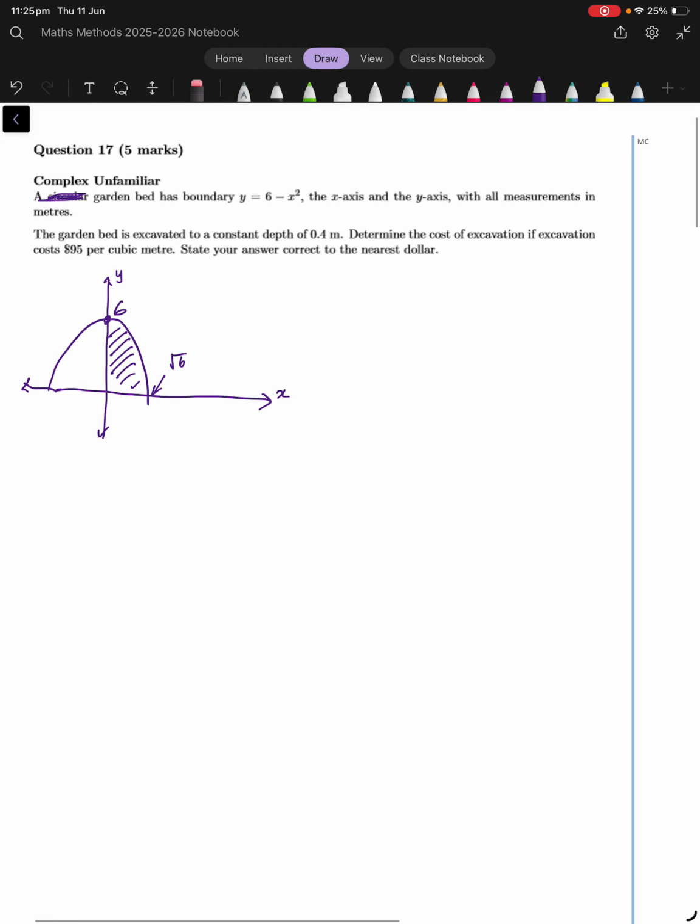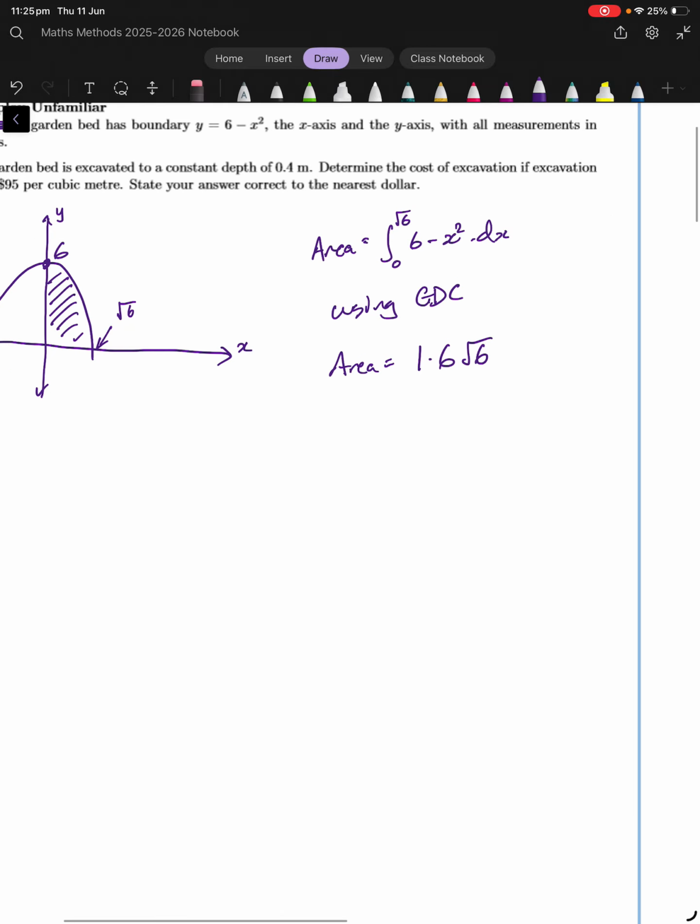And then really all this question is a very simple integral. So the area of the garden bed is just going to be from 0 to root 6, and the equation of course is 6 minus x squared dx, and then we're going to write using GDC. And that's going to spit out an area for me, and we could do the calculations, but I'll try and keep these fairly quick, and you can check it on your calculator. It's 1.6 root 6, which is some sort of number, but we're interested in the cost.